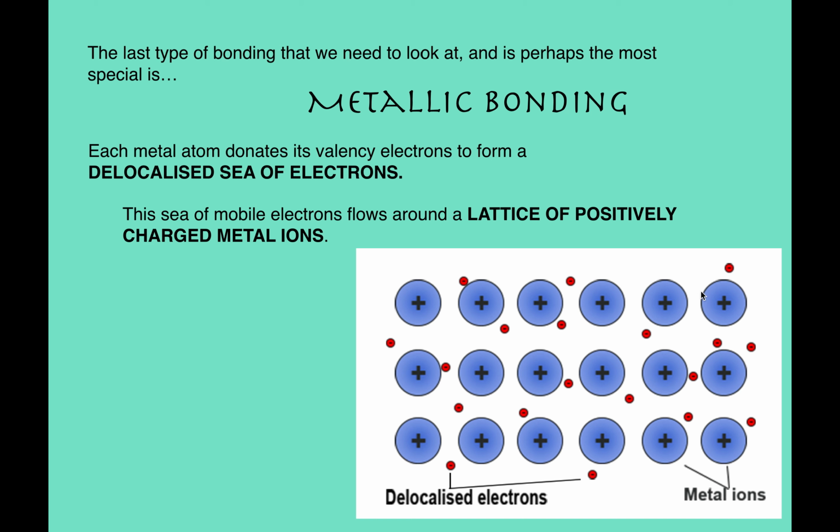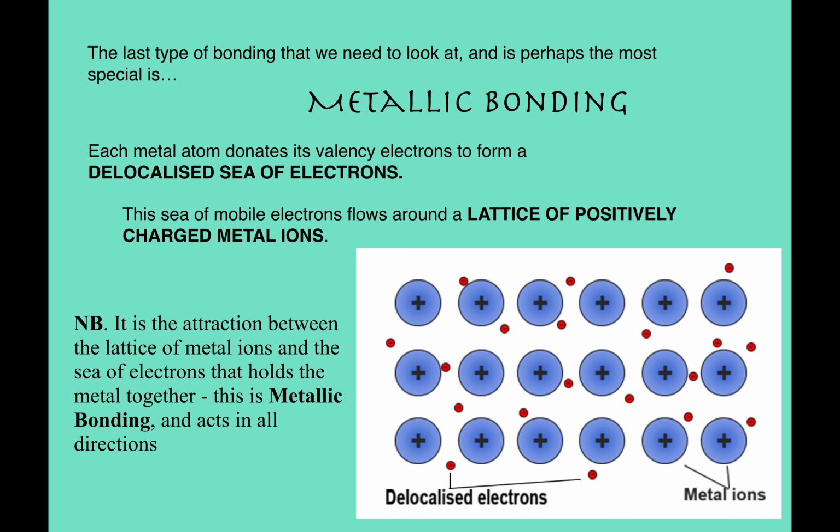So there's a structure, a lattice, a regular arrangement of the ions, and you have a lattice of positively charged metal ions surrounded by the sea of delocalized electrons, the mobile electrons. Okay, I hope that's clear.